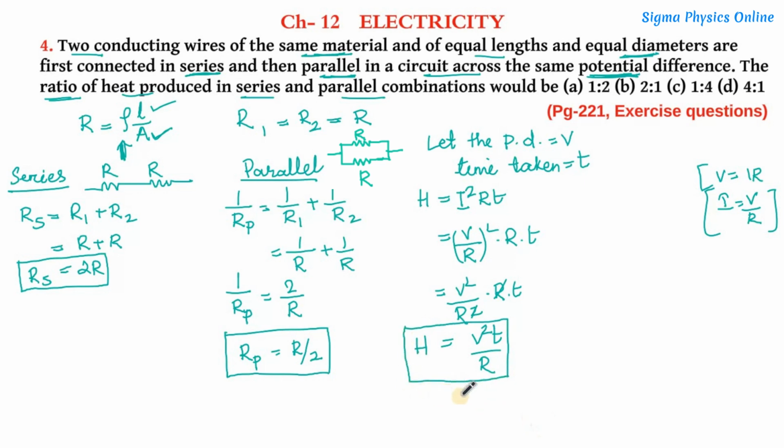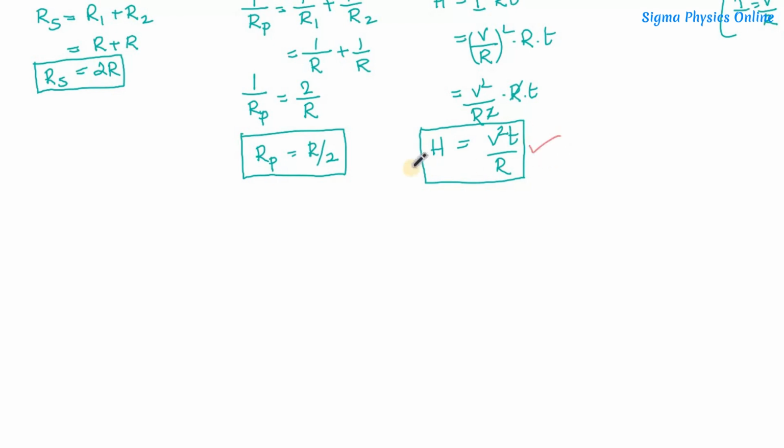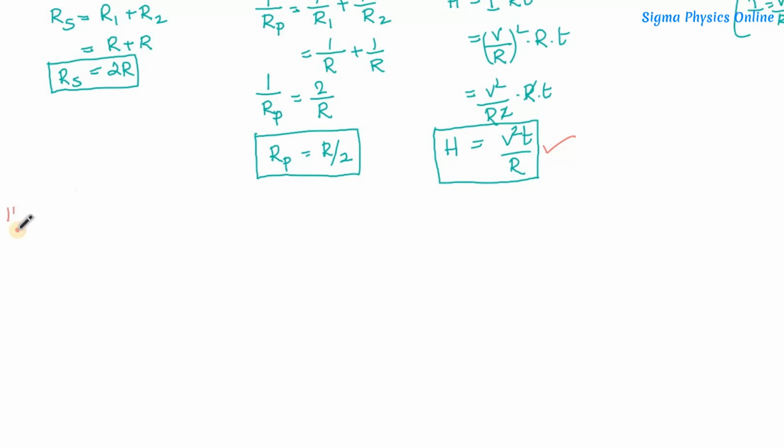Using this formula we will find out the heat produced when the wires are connected in series and then in parallel. Now using this formula let's find out the heat produced when the resistors are connected in series. So I write here heat produced in series is equal to V square T by the resistance in series. Now the value of resistance in series is equal to 2R. So substituting the value of Rs here, it's V square T by 2R. So this is the amount of heat produced when the resistors are connected in series.